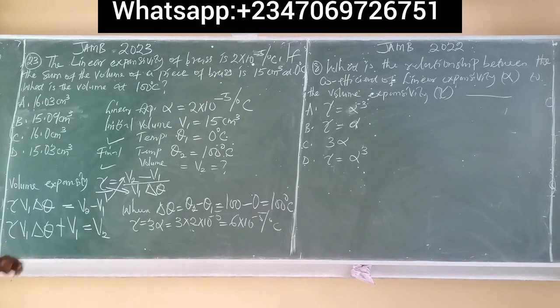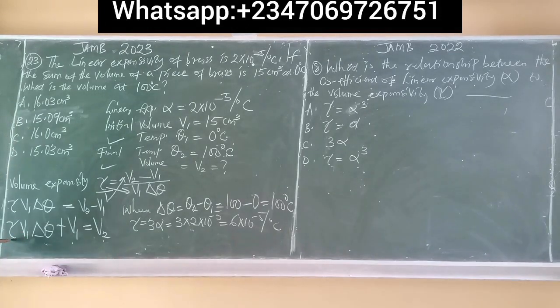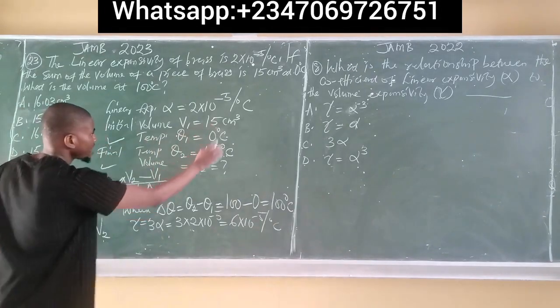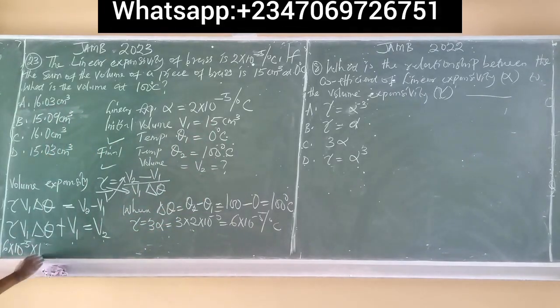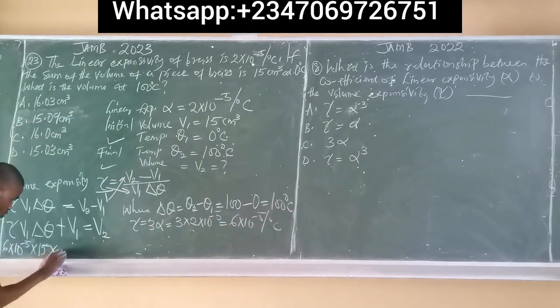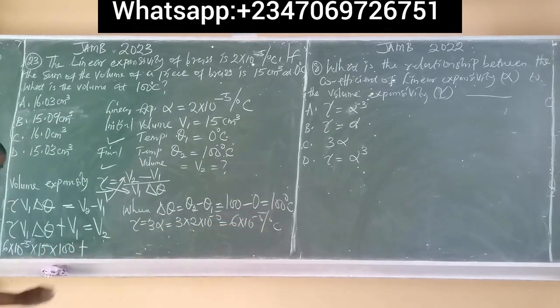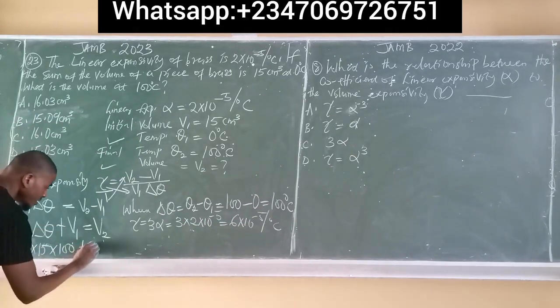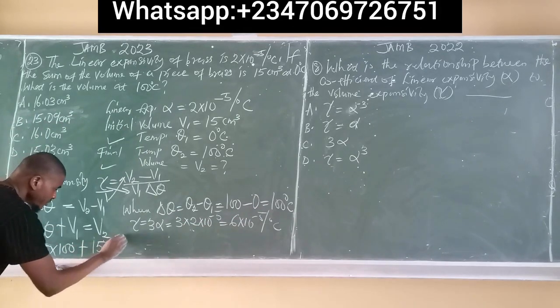So if you put it into this equation, gamma is 6 by 10 to the power of minus 5. So we have 6 by 10 to the power of minus 5 multiply V1, which is the initial volume. The initial volume was given here as 15 centimeter cube. So multiply by 15, multiply by change in theta, which is change in temperature, and that gave us 100 degrees Celsius. So multiply by 100 plus V1, initial volume, which is 15, plus 15, and this is equal to V2.